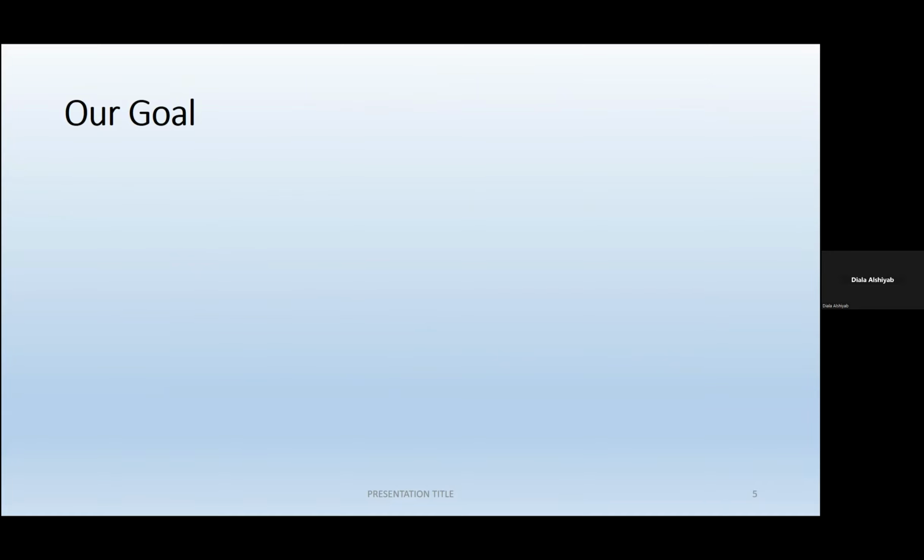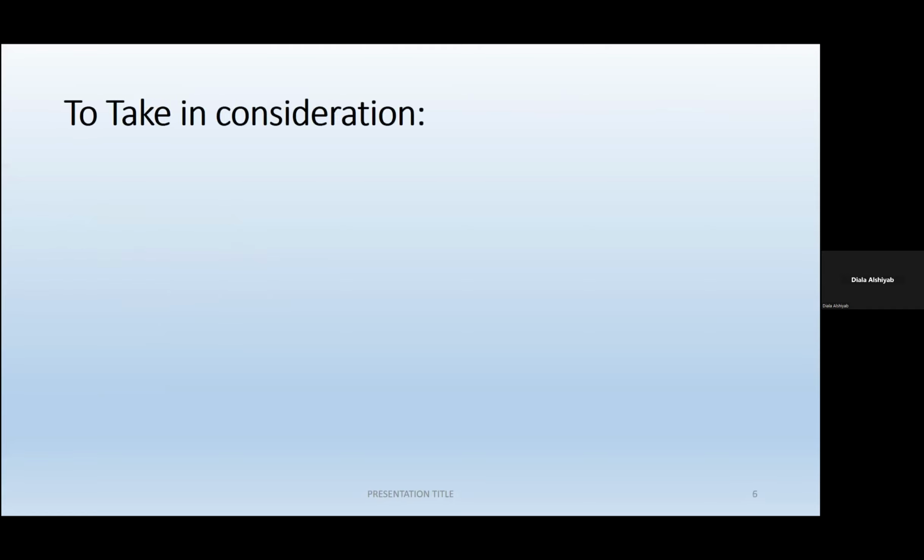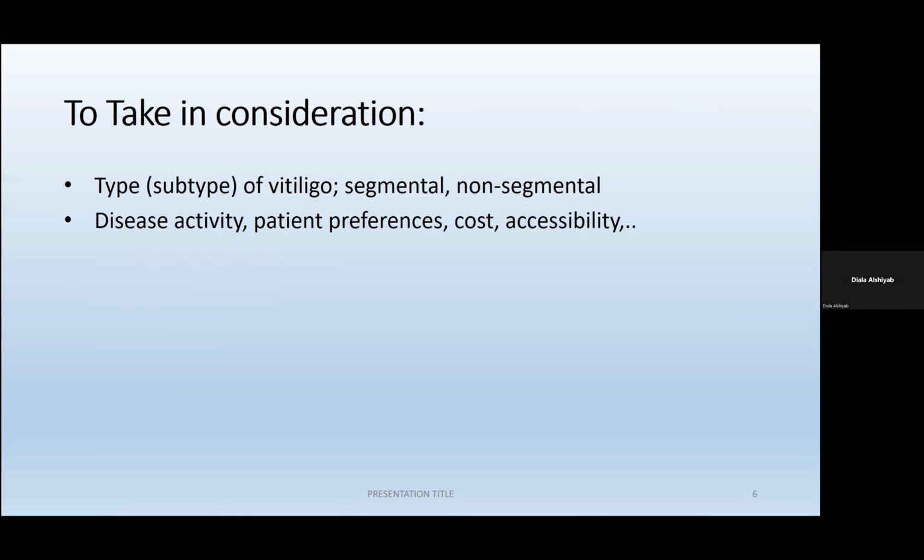So what's our goal of treatment? So our goal of treatment includes stabilization of the disease or repigmentation of the vitiligo. And in certain cases, we need to do repigmentation of the normal remaining skin. So things to consider when we start treatment and select our treatment. We should consider the type of vitiligo, which subtype of vitiligo the patient has. Is it segmental versus non-segmental? And also we should consider when we select our treatment the activity of the disease. Is it active or stable? And again, what the patient preferences, cost, and accessibility for the treatment.